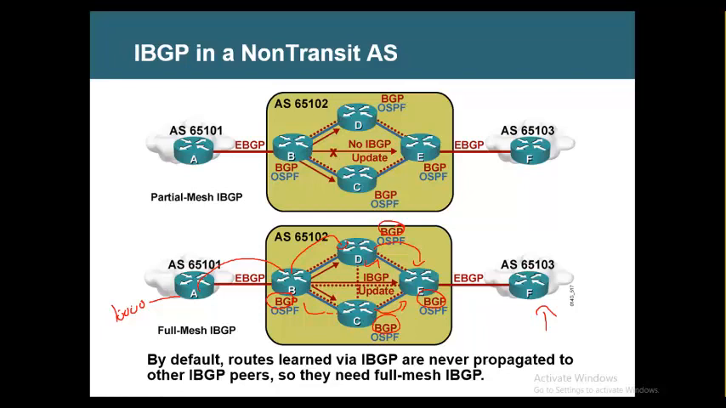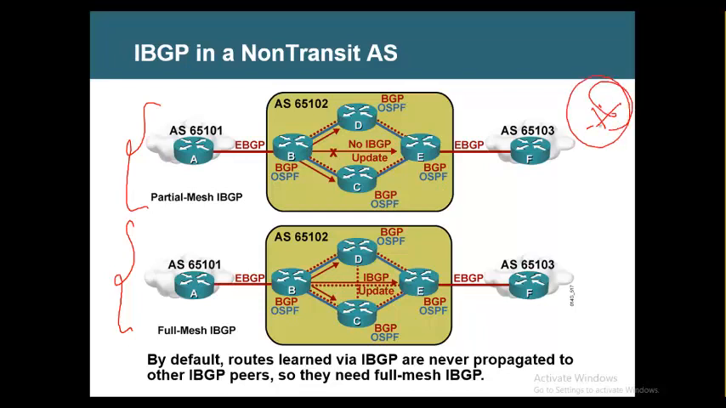Now there's a very big difference between the above picture and the below picture. And this page is very, very important in this chapter. See the last line that is written here. By default, routes learned via IBGP are never propagated to other IBGP peers. So they need to be full mesh.